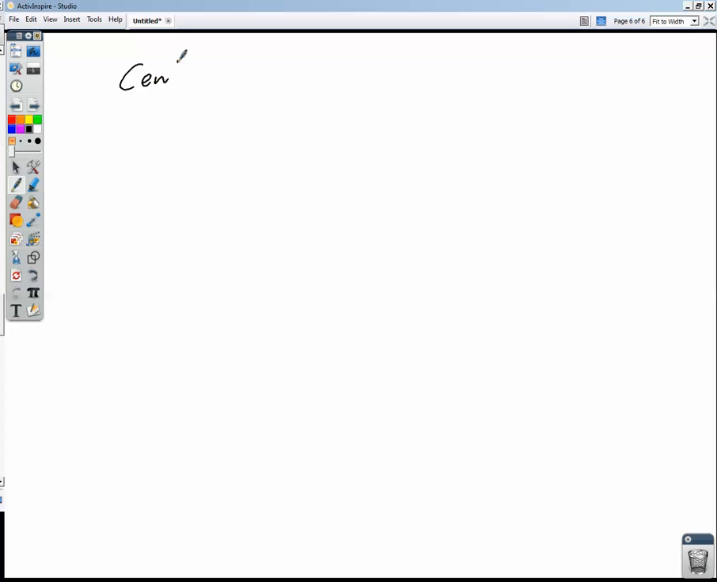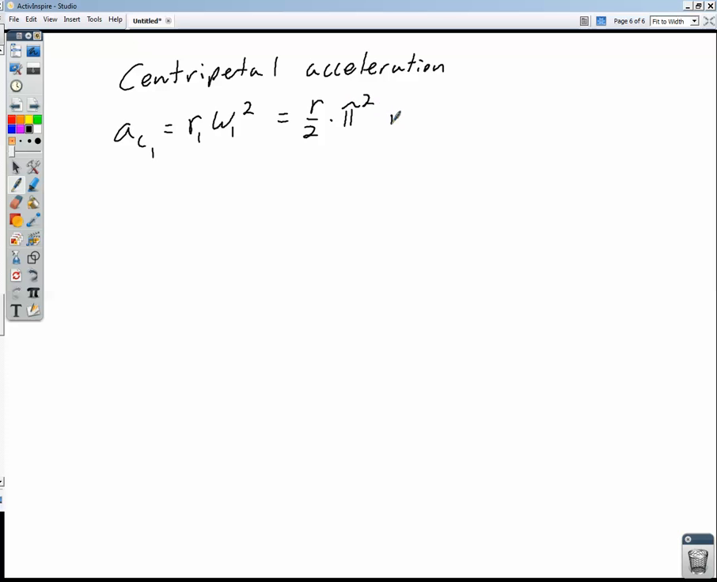So the centripetal acceleration of both bugs, if we look at ac1, remember that would be r1 times omega 1 squared. And r1 was r over 2, and omega 1 at maximum speed, 30 RPMs, was pi, squared. And this is going to be in meters per second squared, centripetal acceleration. The centripetal acceleration of ladybug number 2 is going to be r2 times omega 2 squared. And the radius for the second ladybug is r, and his omega was the same, pi, squared, meters per second squared.